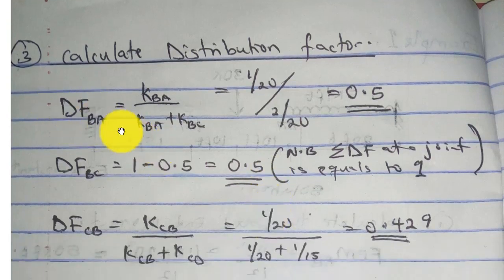This is the formula for distribution factor for KBA. KBA plus this, 0.5. Then the total distribution factor at every joint must be equal to 1. So instead of writing another distribution factor formula again, I will just write 1 minus this one because I know these are the same joints. You know, BA, BC, they are the same joints. You understand? So since this one gave me 0.5, 1 minus 0.5, I also have 0.5. You understand?